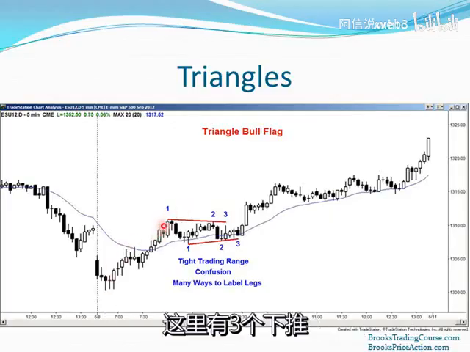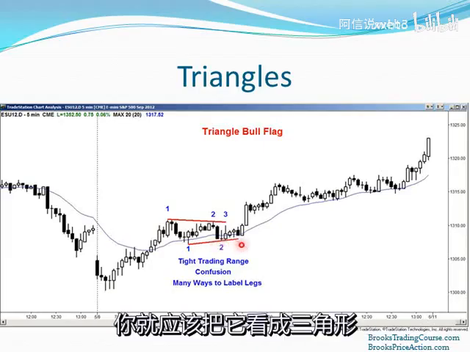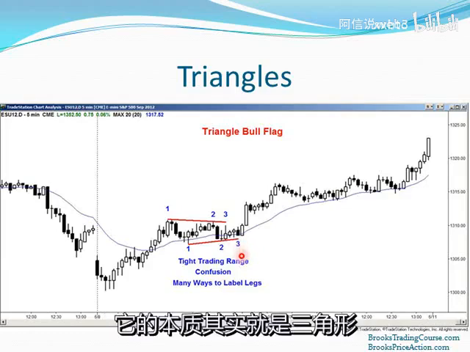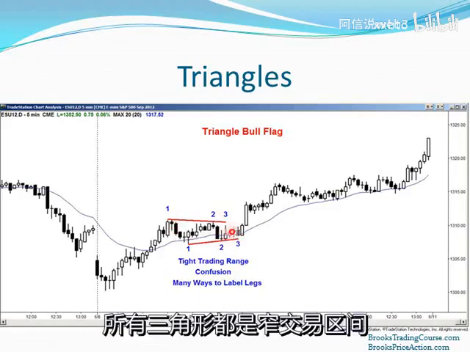Again, a bull trend and 3 pushes down and 3 pushes up. As soon as you see 3 pushes up or down, you should think of it as a triangle. It doesn't matter if it has a great shape or not a great shape. Functionally, it's the same as a triangle. All triangles are tight trading ranges.